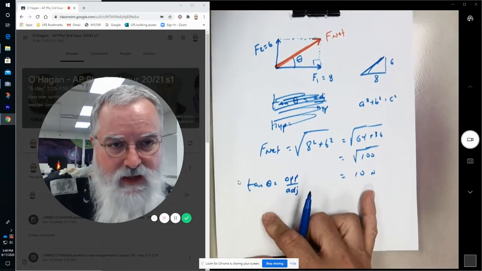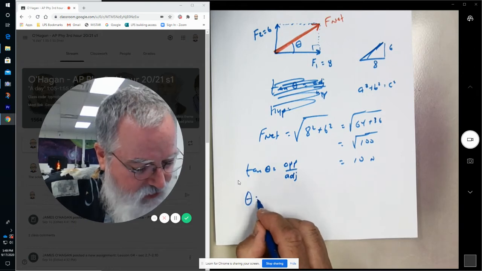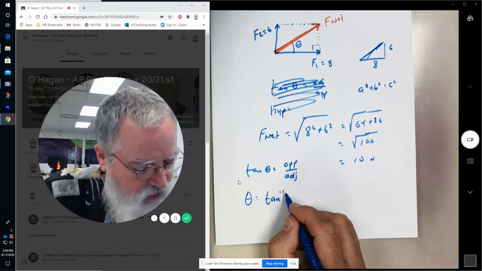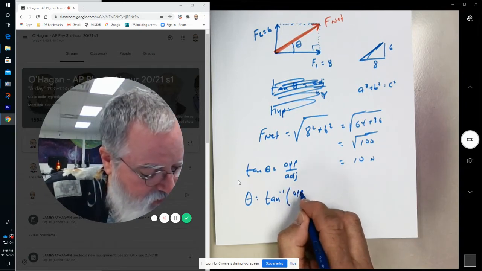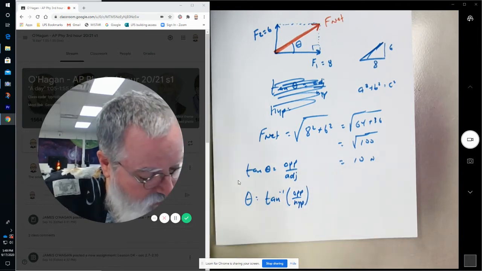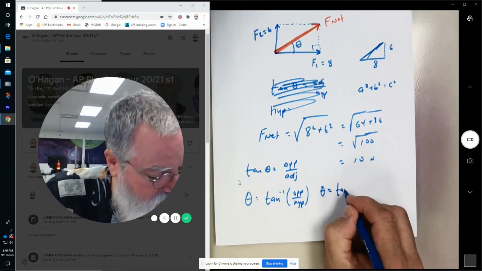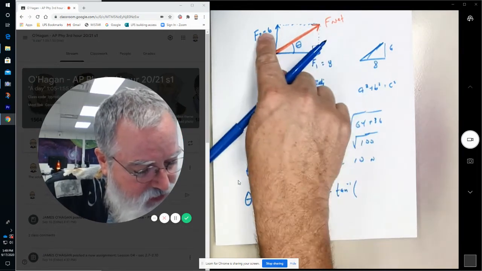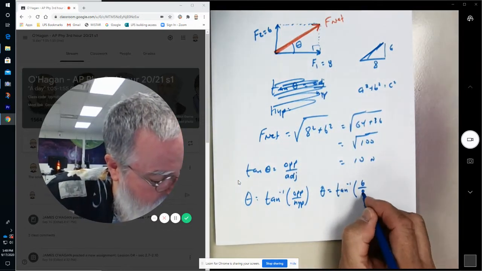But I don't want the tangent of the angle. I want the actual angle. So here's how you do that. The angle is the inverse tangent, or when I was a kid, it was called the arctangent, of the opposite divided by the adjacent. So in our case, the angle is the inverse tangent of the opposite side, which is 6, divided by the adjacent side, that's 8.